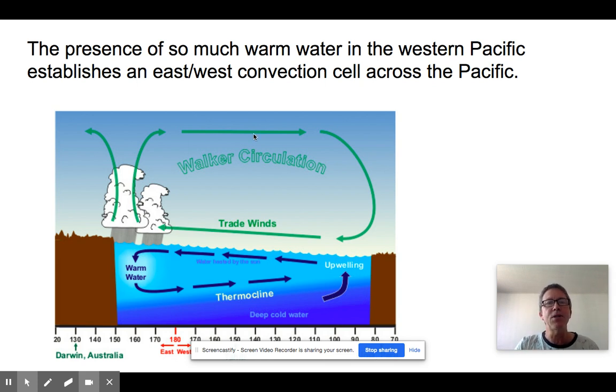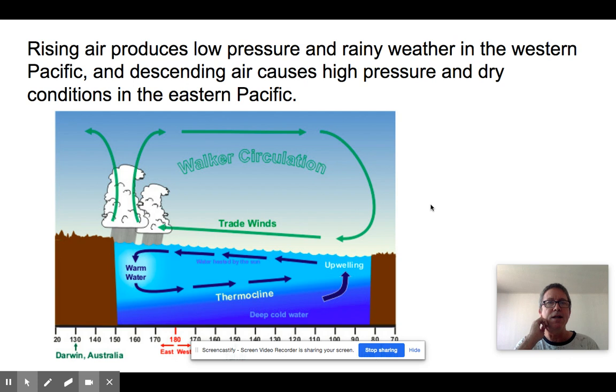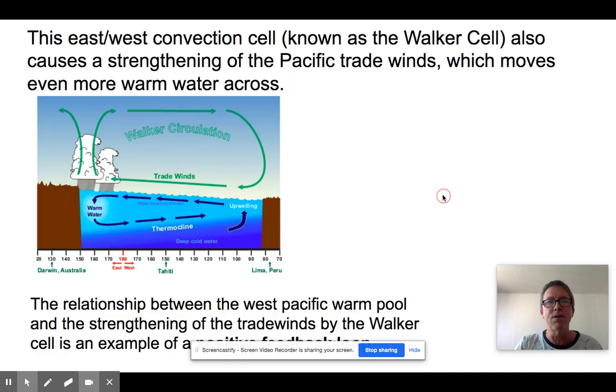But it establishes this east-west convection cell. Remember, we have the Hadley cell, which rises at the equator and drops at 30 degrees. But now there's this other one that gets established that rises in the West Pacific and sinks in the East Pacific. All right, so there's sort of a double convection happening here. All right, now we already said this about the rainy weather here.